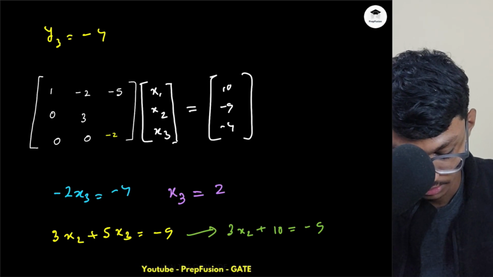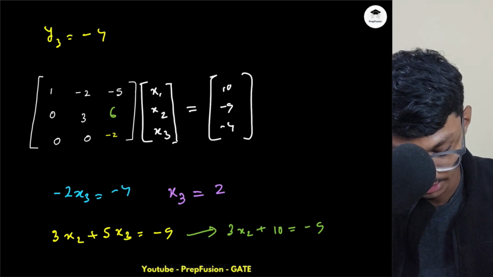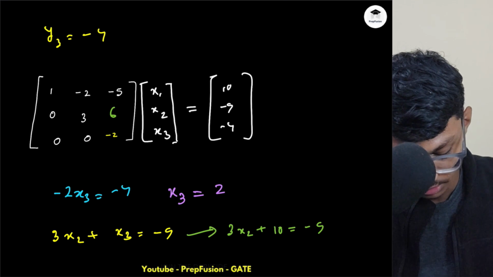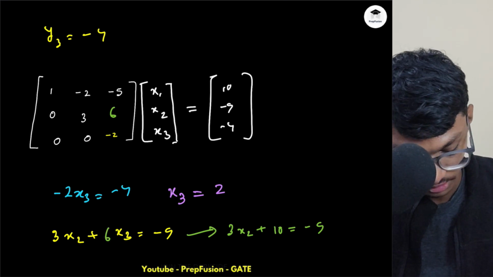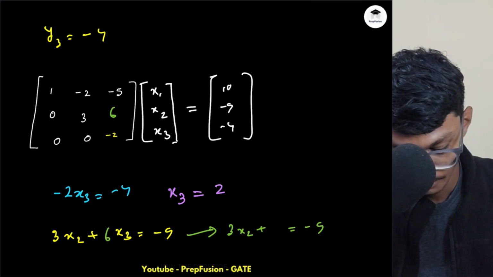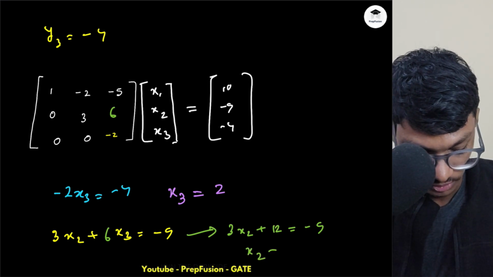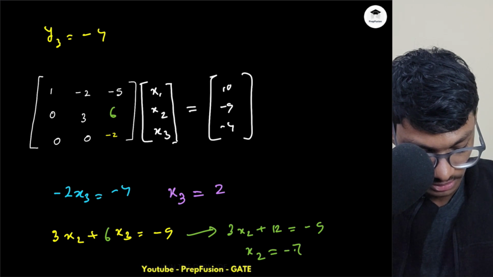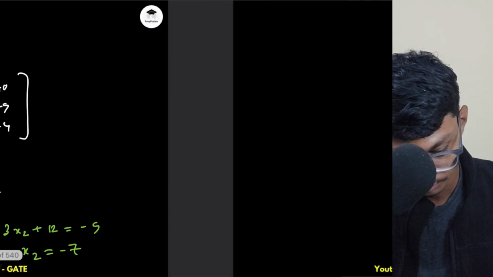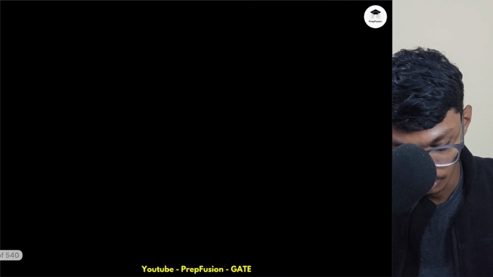This will be 6. That is what I was thinking, what mistake I was making. So this is actually 6. Hence this is 12. Hence this becomes minus 21. So x2 becomes minus 7. Okay, x2 is minus 7. And let's put all this in the first equation.